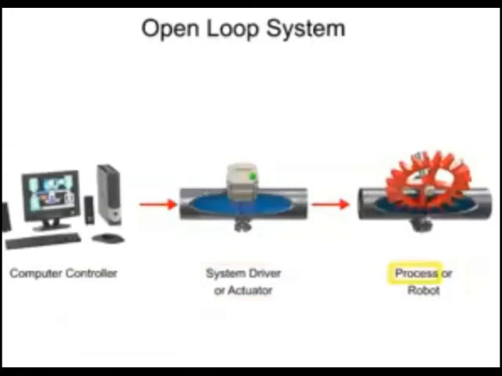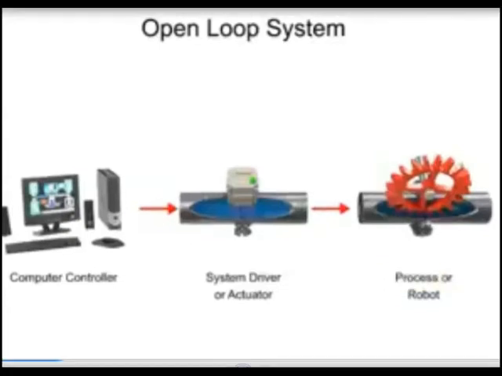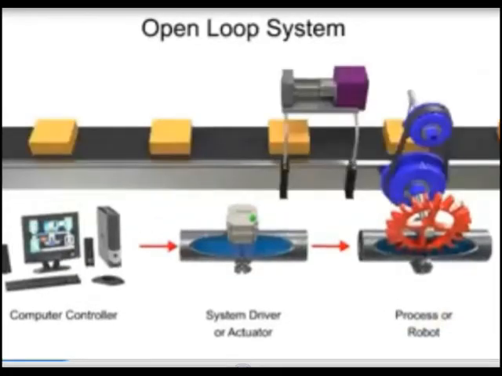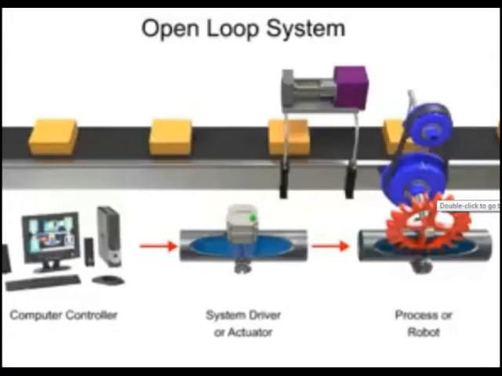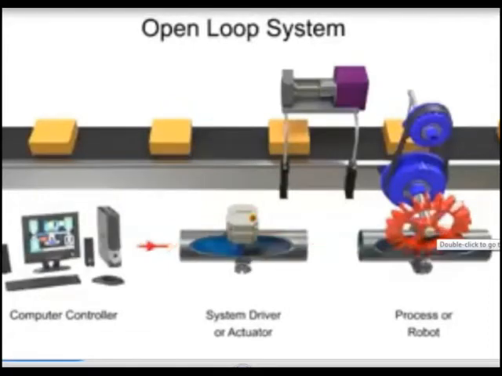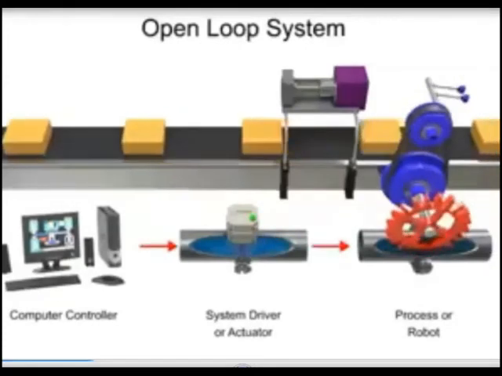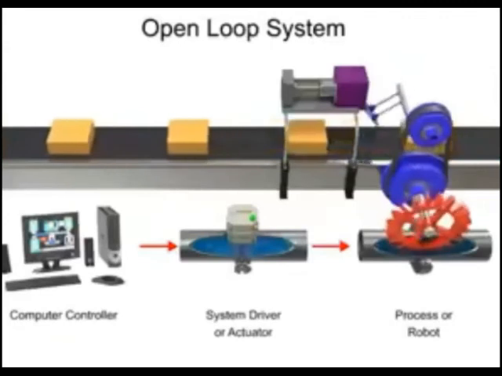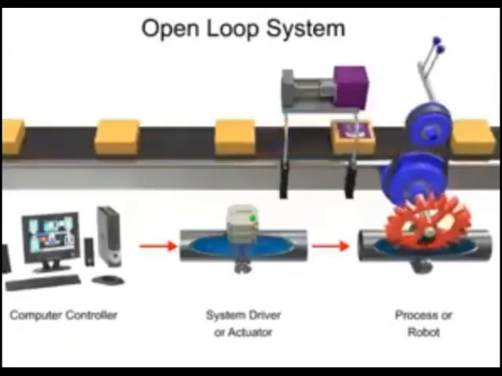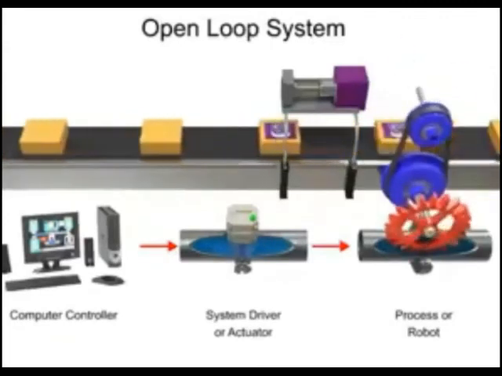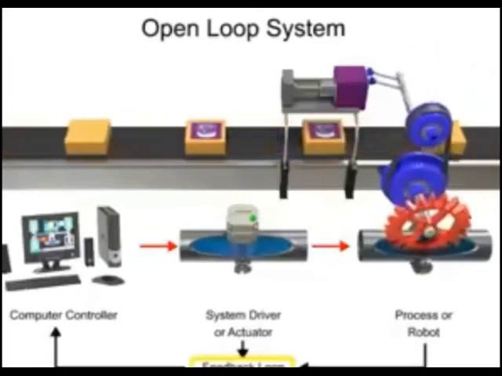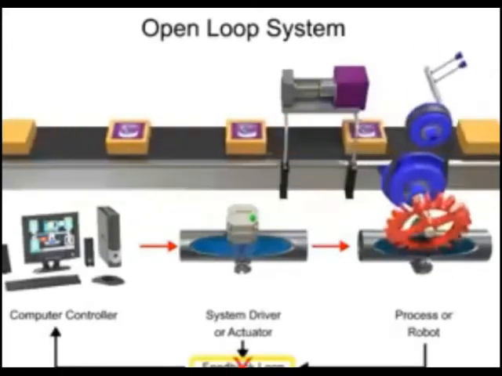The term process in this illustration simply means any piece of equipment that accomplishes work. This could be a robotic arm, a motor, or an engine. For the purposes of this module, we'll focus on robots. Once the signal is received, the robot performs the appropriate action. In an open-loop system, the signals that go from the computer to the system driver to the robot are never checked with a feedback loop to ensure that the robot has completed its task.